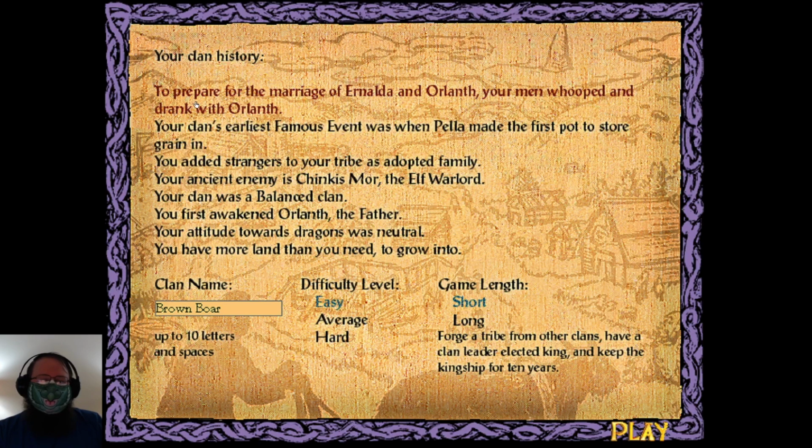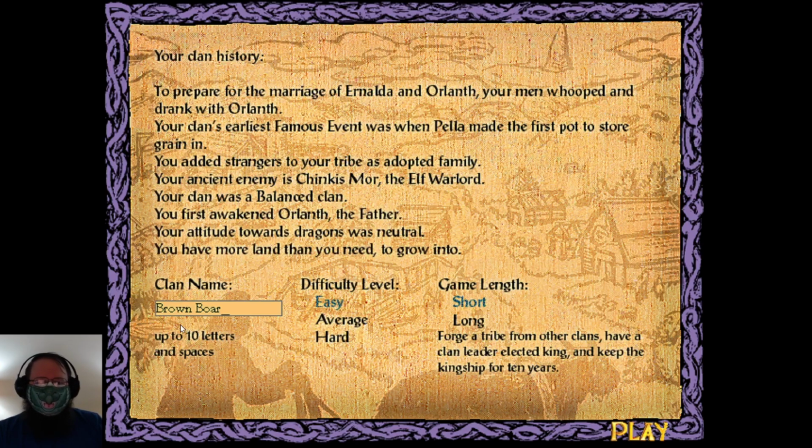Just going over the history, to prepare for the marriage of Ernalda and Orlanth, your men whooped and drank with Orlanth. Your clan's earliest famous event was when Pella made the first pot to store grains in. You added strangers to your tribe as adopted family. Your ancient enemy is Chinkus Mor, the elf warlord. Your clan was a balanced clan. You first awakened Orlanth the father. Your attitude towards dragons was neutral, and you have more land than you need to grow into.